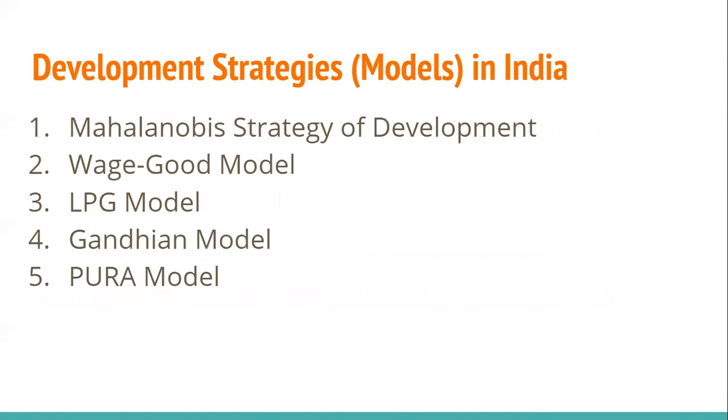Now, let us see what are the different types of strategies or models which India has followed. The first one is, of course, the Mahalanobis strategy of development, which came in 1956. The second is the wage good model, and the third is the LPG model, or liberalization, privatization, and globalization model. The fourth one is the Gandhian model, and the fifth one is the PURA model. So let us discuss each one of these models.